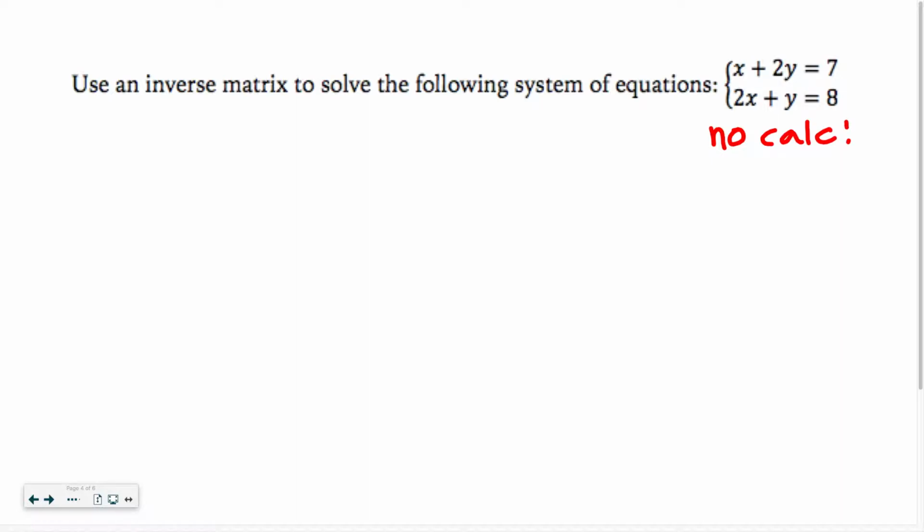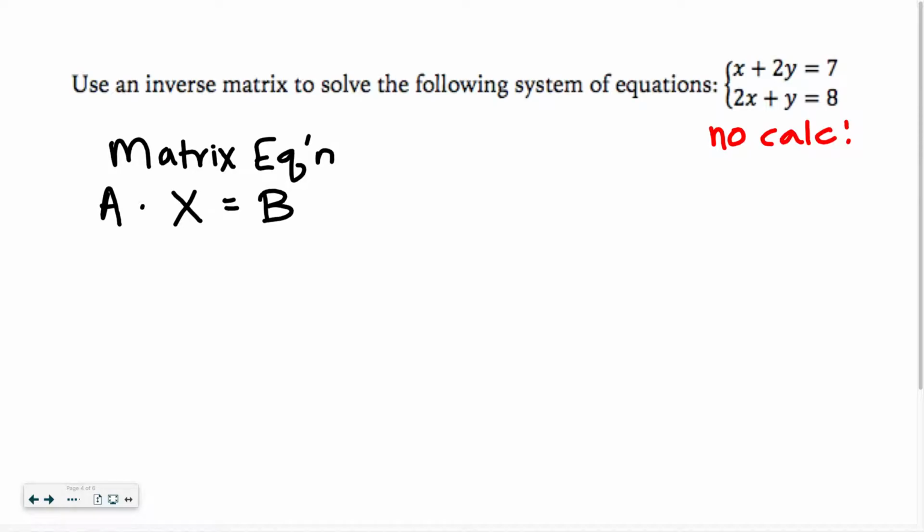Okay, so remember, we're trying to do it a different way. We've already learned one way, which was row echelon form. We write an augmented matrix, we use row operations, and we get it in row echelon form. Today we are going to first write out a matrix equation. And our matrix equation is going to be A times X equals B.